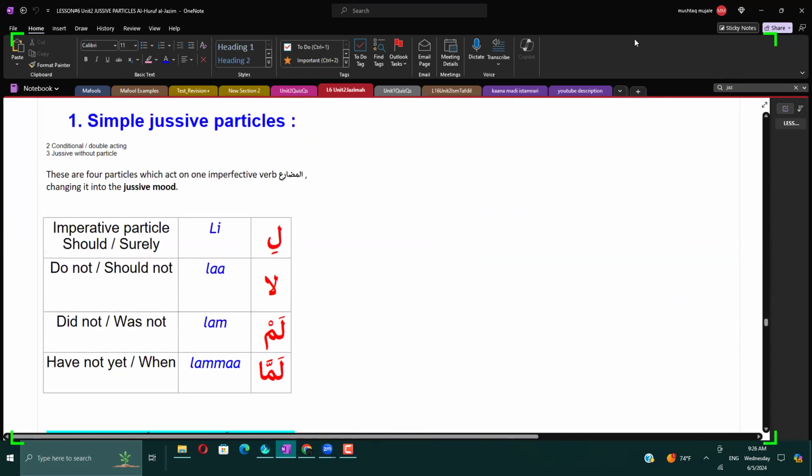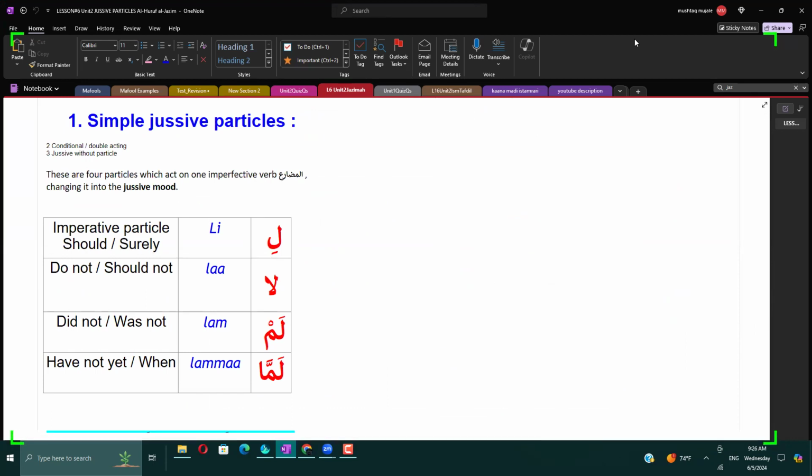Jussive particles are divided into two categories. The first one is the simple jussive particle. There are four of these particles, which act on the mudare and change it into majzum. They are li, la, lam, and lamma.